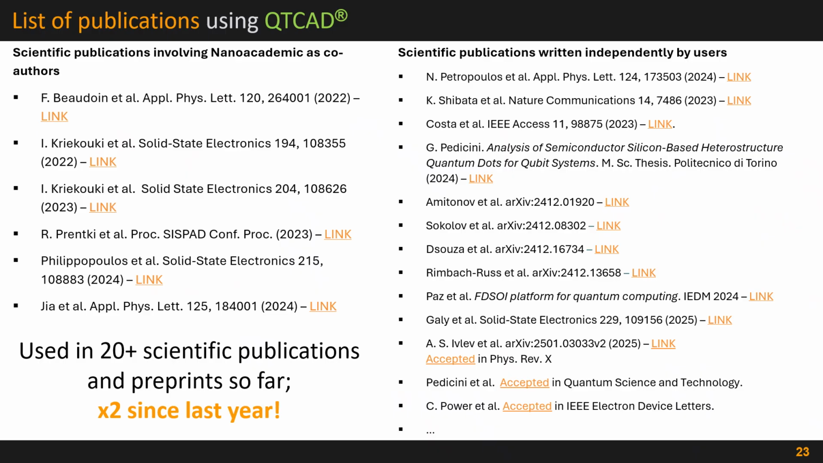These were only very specific use cases that I found particularly interesting for this audience, but there is an ever-growing list of publications using QTCAD for scientific research and device engineering. Some of them come from NanoAcademic itself, but there's a growing list of publications from our users that do not involve NanoAcademic researchers. And stay tuned, we have this list here, and the list is growing. It doubled since last year.